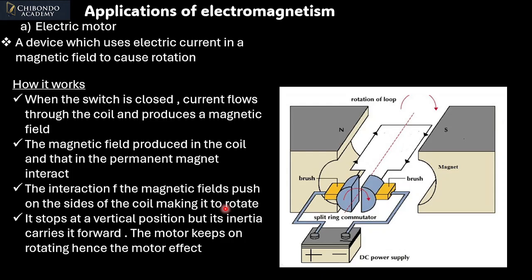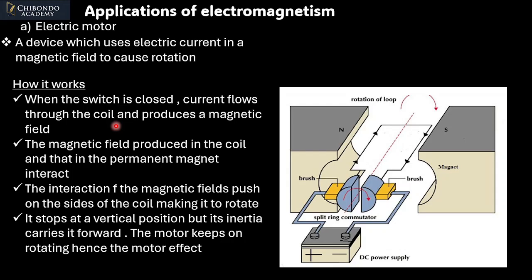It is the device which uses electric current in a magnetic field to cause a rotation. So how does it work? This is an image showing how an electric motor works. When the switch is closed, current flows through the coil and produces a magnetic field, as you have discussed already. The magnetic field produced in the coil, which is that of the current conductor, and that in the permanent magnet, they do interact.